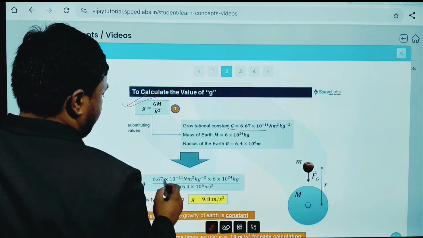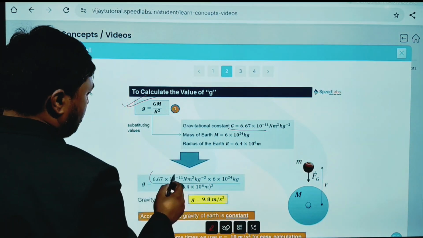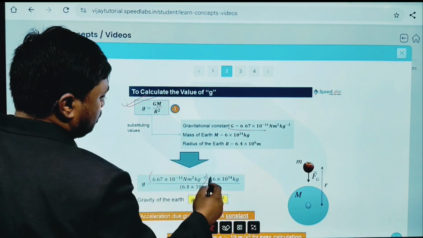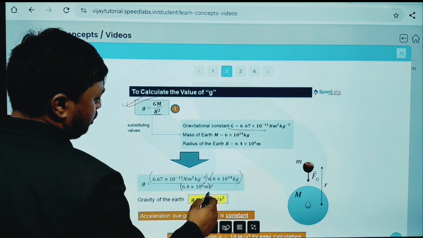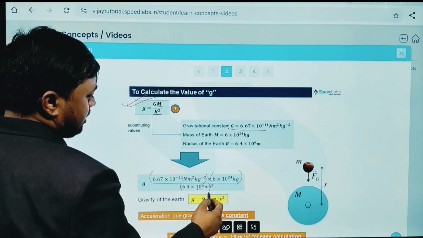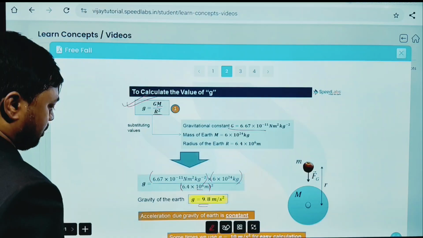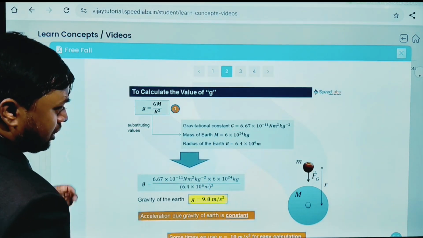Okay, the value of g you take, small g is equal to capital G, capital M by r square. So capital G you substitute, with unit. Mass of the earth you substitute, and r in meter, 6.4 into 10 power 6 meter square is there. If you solve this, you will get g value is what? 9.8 meter per second square. Yes or no? So g is called as acceleration due to gravity. Okay, yes or no?